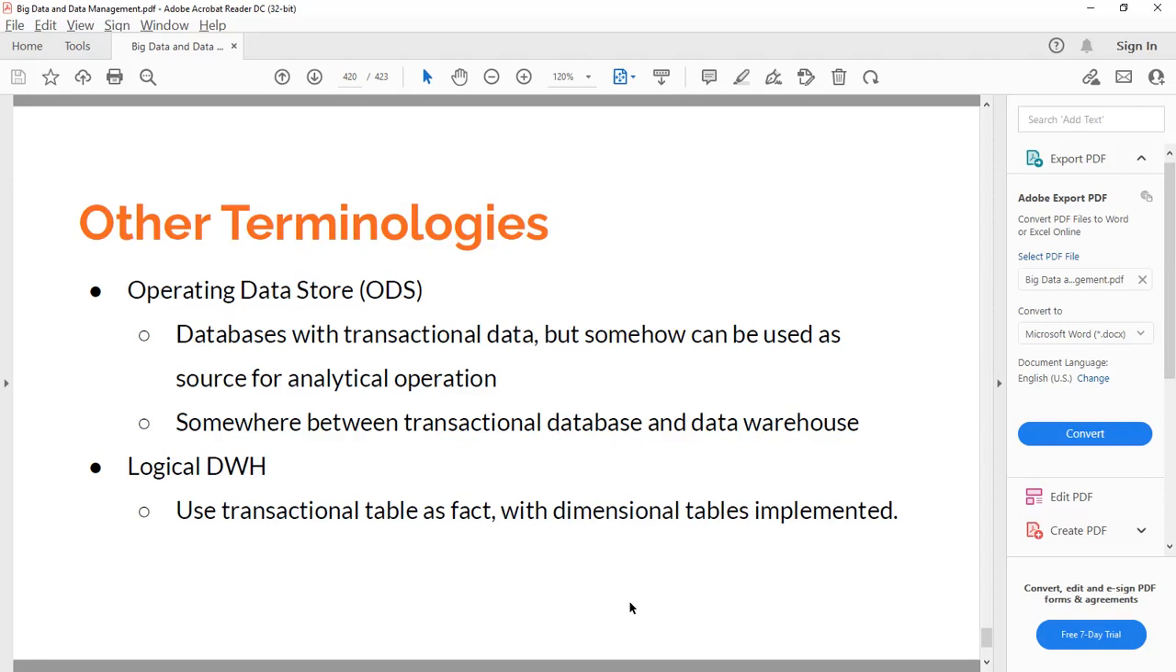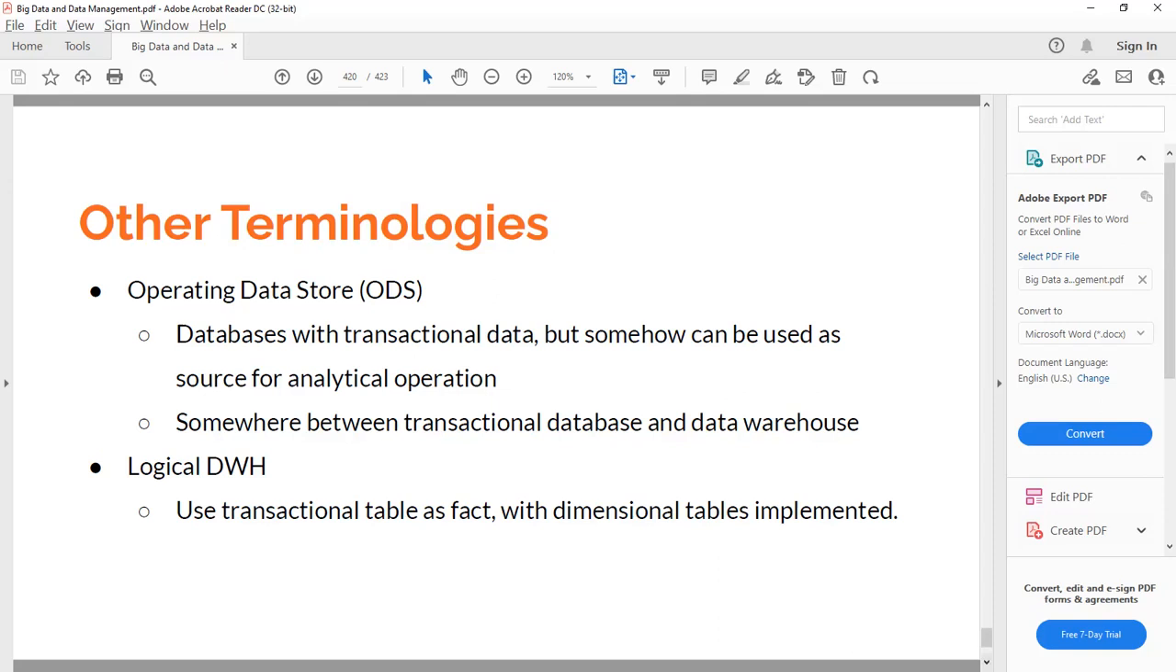And there's also something called a logical data warehouse. If the transaction is just on top of one table, it's also common that in addition to the entity relational model, you add dimensional tables and directly use the transactional table as a fact table. This is what we call a logical data warehouse. It was popular at one time when large data storage was very expensive. But these days, it is becoming less and less common.